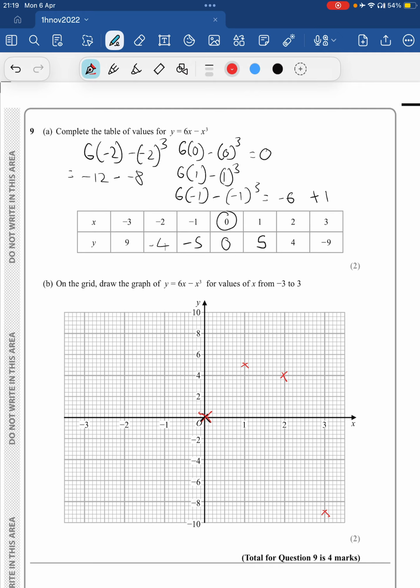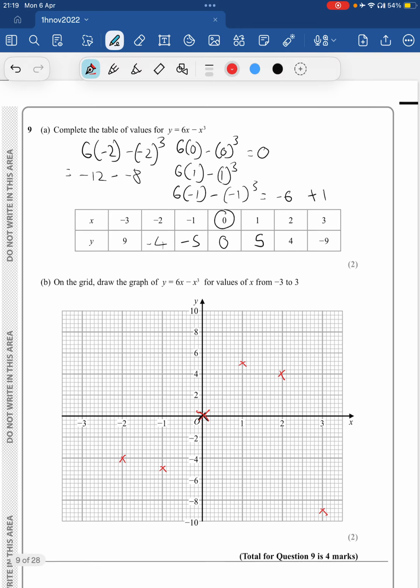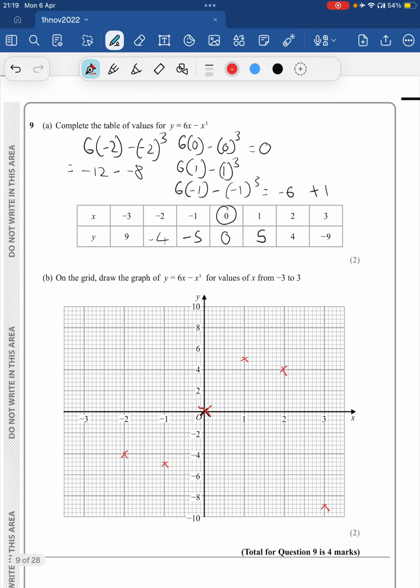I can then go on to my next example. So let's go back to the negatives. At negative 1, it needs to be negative 5. At negative 2, it needs to be negative 4. And at negative 3, it's going to be positive 9. So this is looking a lot like a cubic graph, which is good because it is a cubic graph.